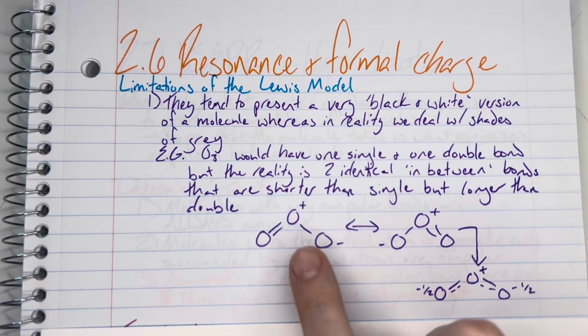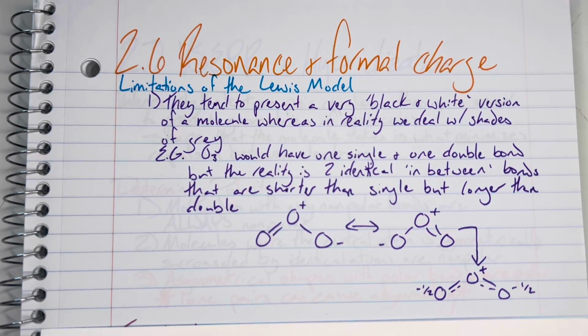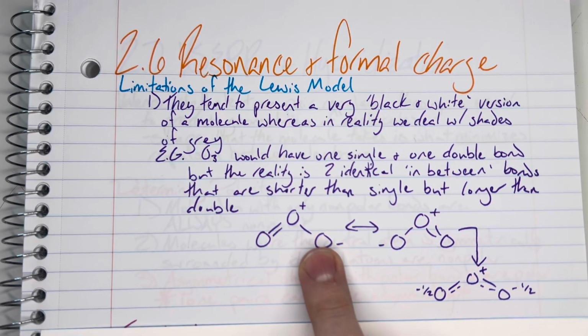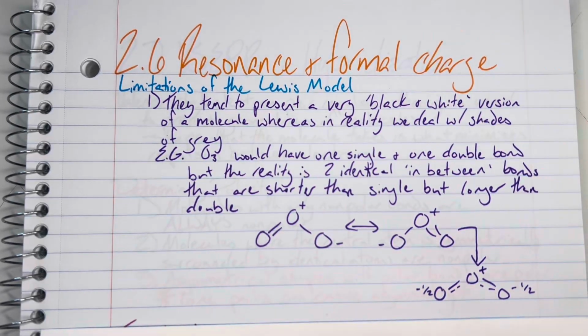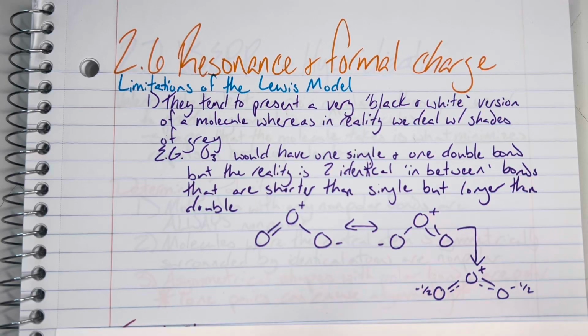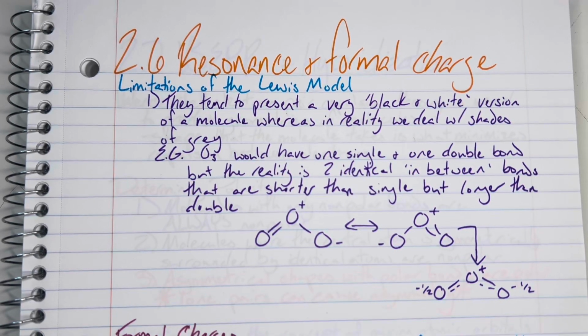Resonance is where we are going in between multiple different options for where the double and single bonds could possibly be. There's no real good reason for the right oxygen to be the single bonded oxygen versus the left oxygen to be the single bonded oxygen. And so they resonate between these two Lewis structures, and we end up with this half thing. That's what resonance is: going back and forth between multiple valid Lewis options.